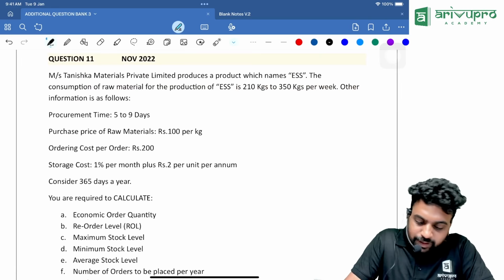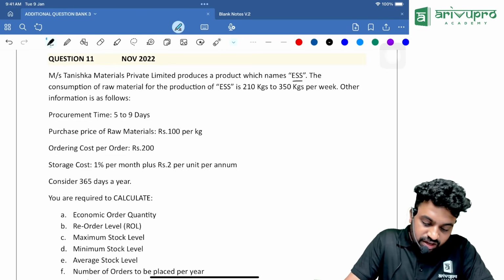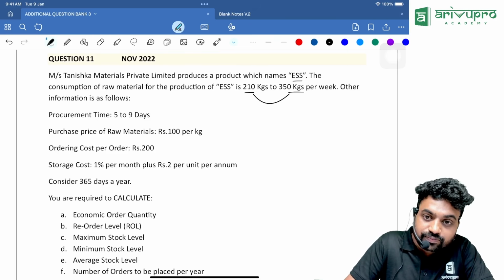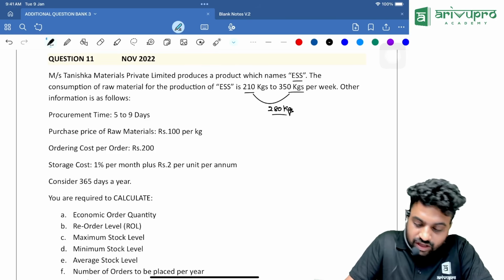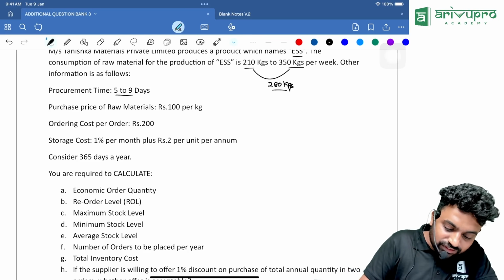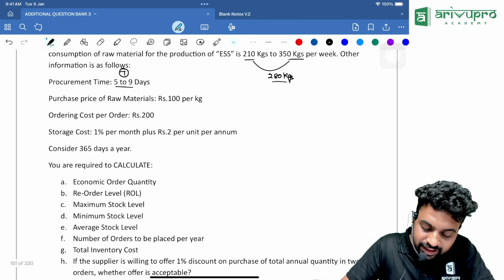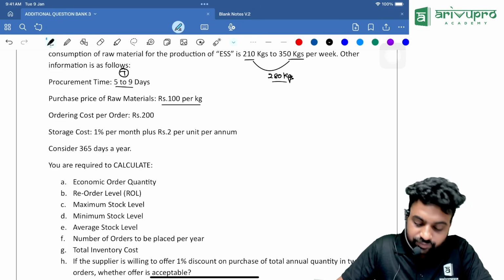Tanishka Materials Private Limited produces a product. The consumption of the raw material is 210 kgs to 350 kgs per week, which means on an average 560 divided by 2, 280 kgs. Other information is as follows. Procurement time is 5 to 9 days, which is basically an average of 7 days. Purchase price of raw material is rupees 100 per kg.